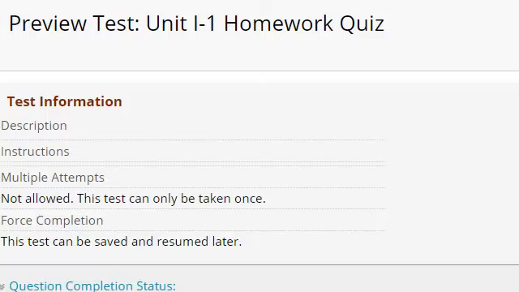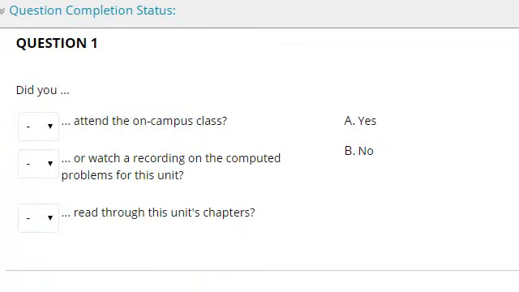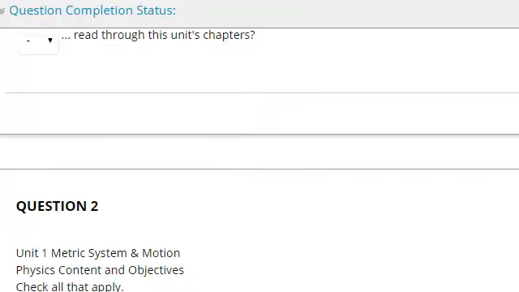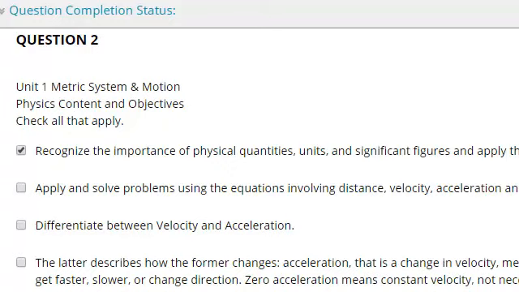Unit 1 is about the kinematic equations, so motion mostly. All right, first one is an extra credit question. You don't have to attend class, so just answer these here to the best of your knowledge. Question 2, physics content and objectives. Read through these here. They're also posted in the unit itself. And if you read through them, I think they all make sense, so you should check all of these.